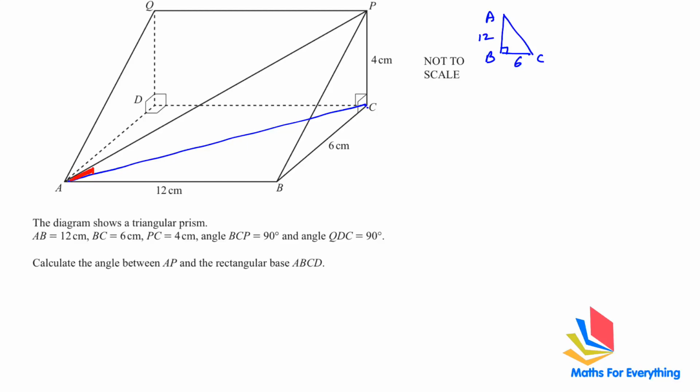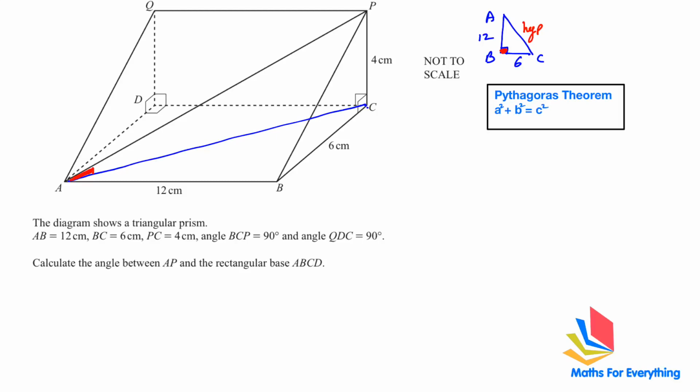In a right angle triangle, if two sides are given and you want to find the third side, we use the Pythagoras theorem. A square plus B square is equal to C square. C is your hypotenuse. Hypotenuse is the side opposite your right angle. So in this case, our hypotenuse is AC.